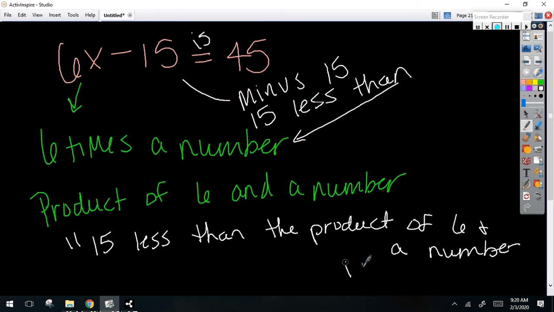Is 45. Okay? Or maybe you said 6 times a number minus 15 is 45. Or maybe you said 15 less than 6 times a number is 45. Any of those work. So I just want you to understand the order here that you write those in. Tell me what you think. Easy? You say that now. All right. Here's what I want you to do.